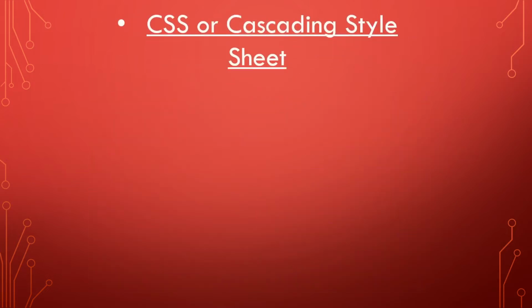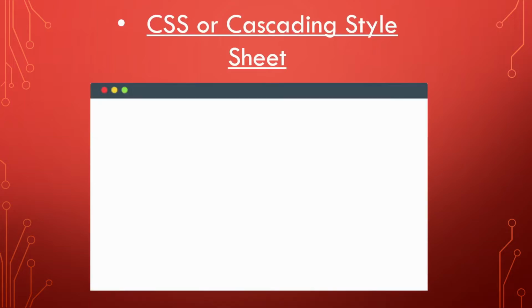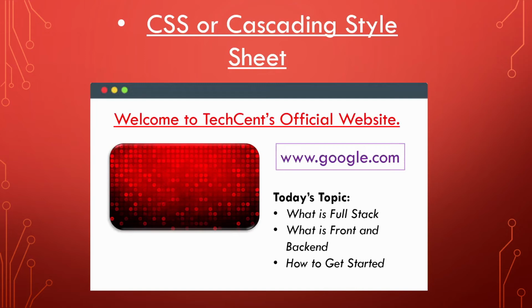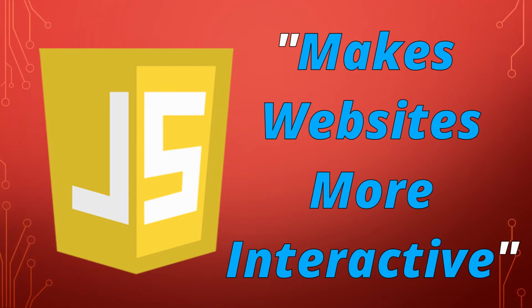CSS or cascading style sheets is a styling language used to style a website. It is linked with your HTML file. We can color a text, resize an image, and change the position of any elements. JavaScript or JS is a scripting language used to make websites more interactive or more dynamic.